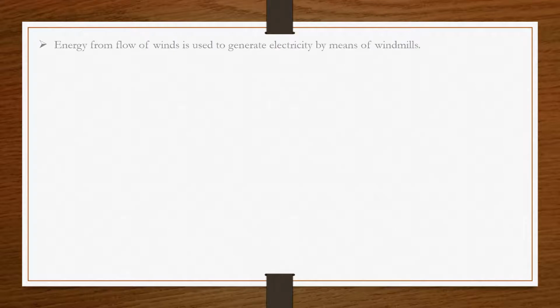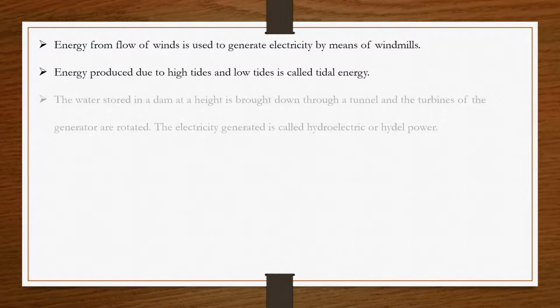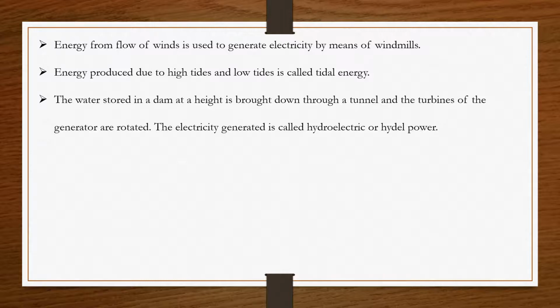And the energy from flow of winds is used to generate electricity by means of windmills. Energy produced due to high tides and low tides is called tidal energy. The water stored in a dam at a height is brought down through a tunnel and the turbines of the generator are rotated. The electricity generated is called hydroelectric or hydropower. Waves formed in ocean are also used to generate electricity.